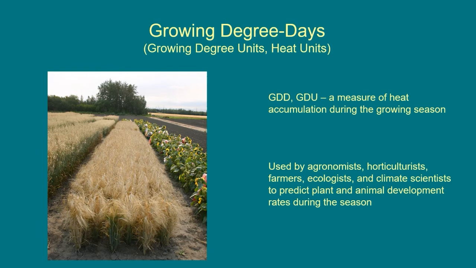A more sophisticated measure of crop growth in relation to weather patterns is the use of growing degree days, GDD, growing degree units, GDU, or simply heat units. Growing degree days is a measure of heat accumulation during the growing season that may be used in predicting growth and development patterns in plants and animals.